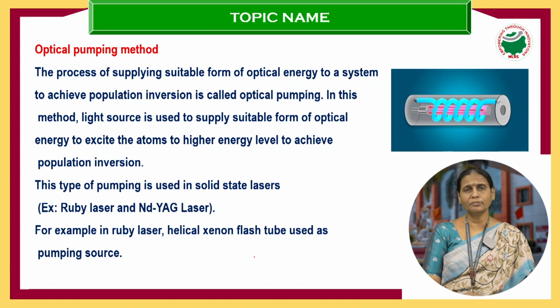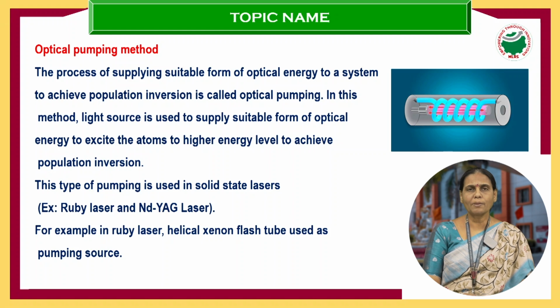First is the optical pumping method. Now I hope you understood what is pumping. Pumping is nothing but raising the atoms from lower energy state to higher energy state. So that process we call as pumping. And pumping is used in order to achieve the condition of population inversion. Okay, now let us see the first method, that is the optical pumping method.